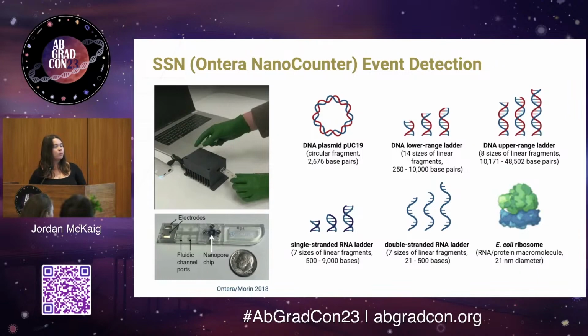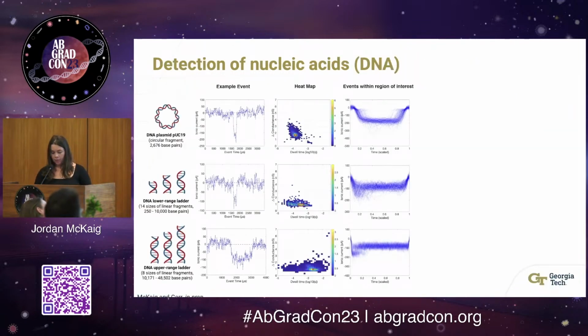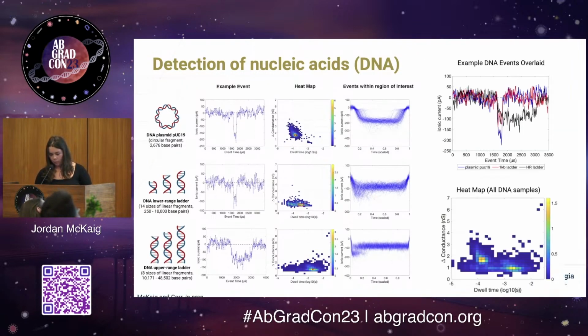So what we did was show a proof of concept for something called the Ontera nanocounter, which was a proprietary solid-state nanopore instrument. And these are all of the different biomolecules that we analyzed, including some DNA samples, RNA, and ribosomes. And if you'd like to hear more details about how specifically this went down, please come talk to me at my poster. And then also I have some example results.